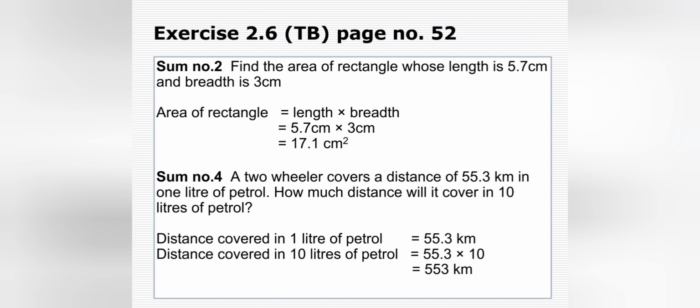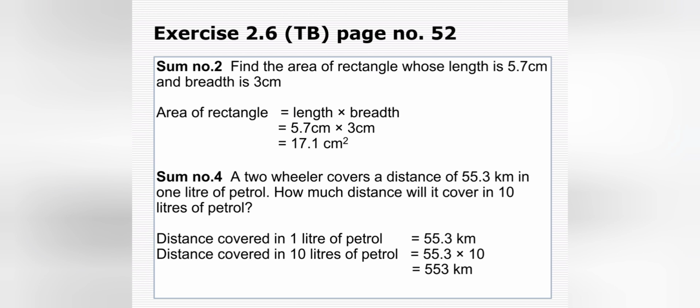Now children, you know the formula to find the area of a rectangle. What is the formula to find the area of the rectangle? Yes, correct. Area of rectangle is equal to length into breadth. So, what is the length? 5.7 centimeter. And what is the breadth? 3 centimeter. We have to multiply this. So, 5.7 multiplied by 3 centimeter gives us 17.1 centimeter square. So, children, isn't it very simple to solve this sum?